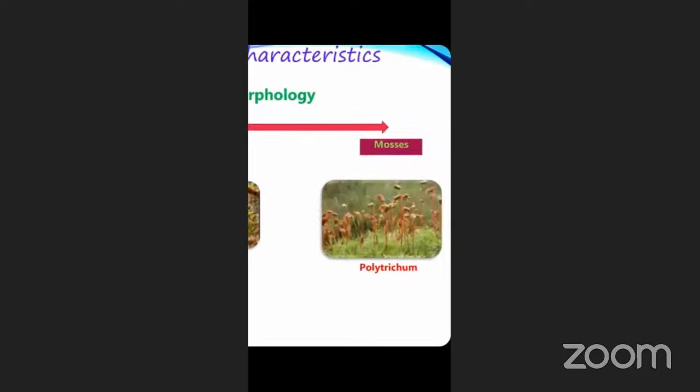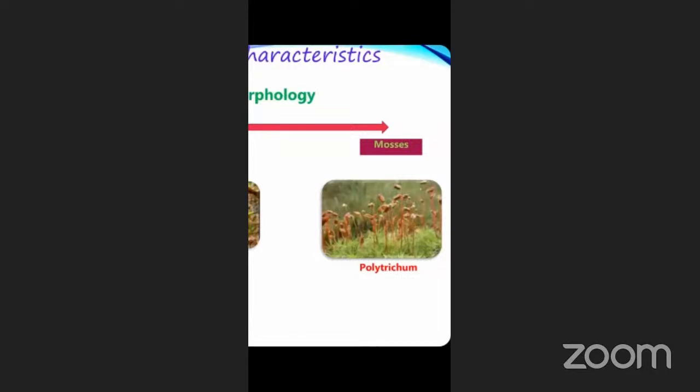So the next class is the Bryopsida, which we generally call mosses. Example, Polytrichum. Anthocerotopsida example, Anthoceros. Okay, Nandi? You write some points. So the third class is the Bryopsida, generally called mosses.